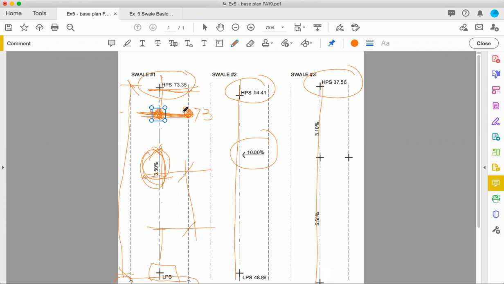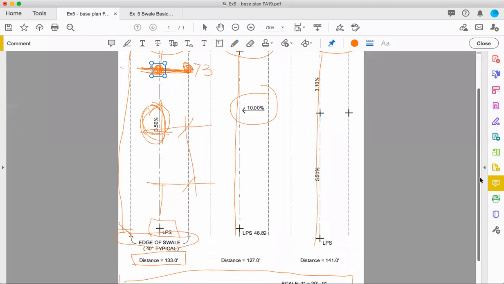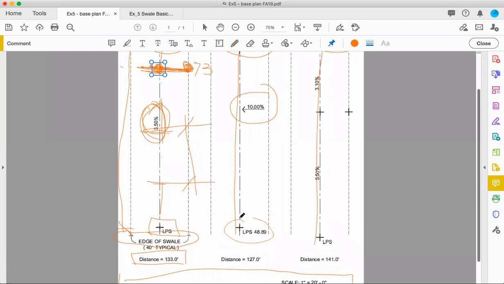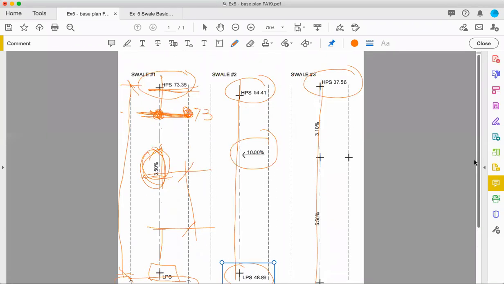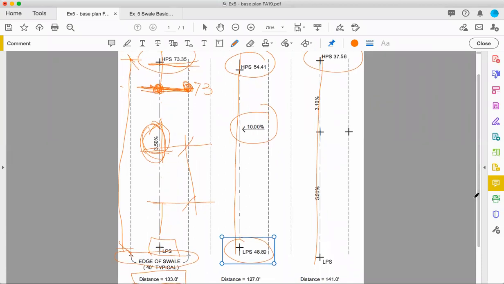Okay? So for the second swell, you're given HPS, you're given side slope and LPS. Essentially the first step will be using HPS and LPS and the horizontal distance to find out what slope it is along the center line, right? And then you go locating the whole number contours. Again, where's 54, where's 53, all the way to 49. Right? And then you use the side slope here to calculate what the elevation is, corresponding to the center line.